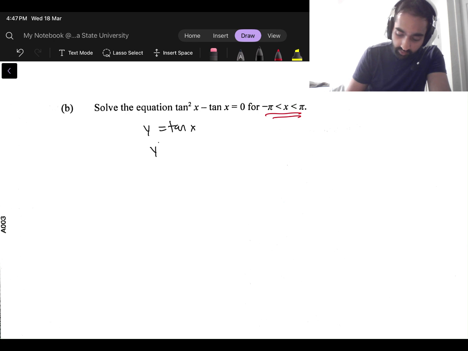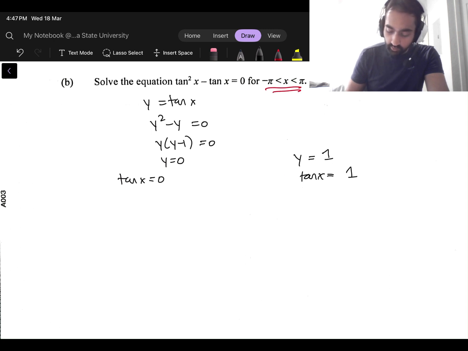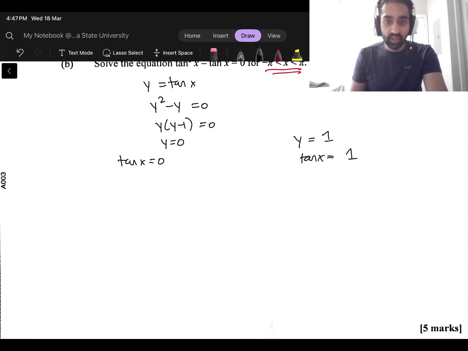So let's say y equals tan x. The equation is y squared minus y equals 0. So I can factor this as y times (y minus 1) equals 0. That's y equals 0 and y equals 1. But remember now y is tan x, so tan x equals 0 and tan x equals 1. So I'm going to solve this from 0 to 2 pi, and then I'm just going to subtract 2 pi from my answer to make it between minus pi and pi. You could do that if you want, and I think it's just easier.